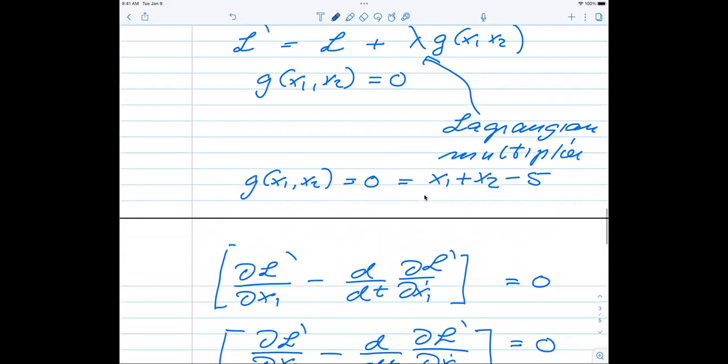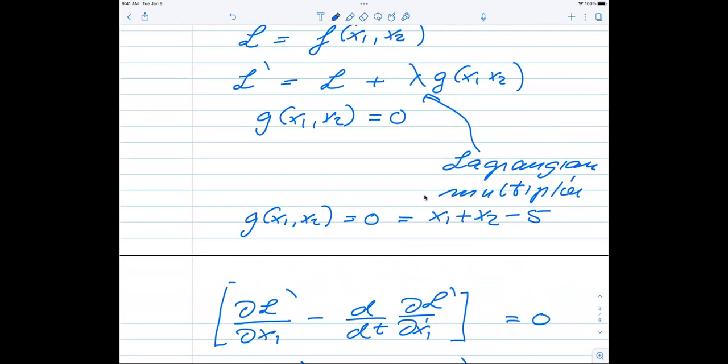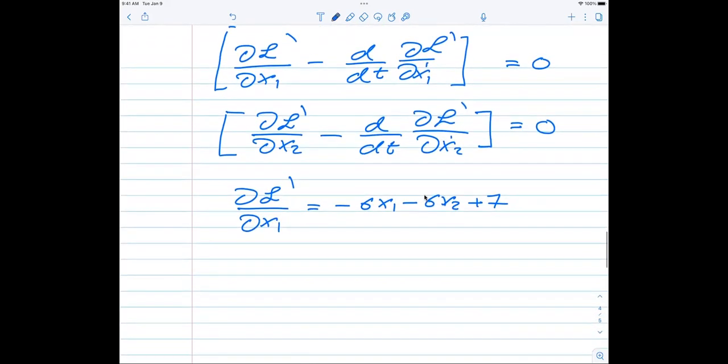And now I have a dependence because I took this function which you see here, this lambda, and this is multiplied with x1 plus x2 minus 5. So when I take the derivative with respect to x1, I get a plus lambda here. And we want that one to be 0. So I can now reshuffle things. You can see I can reshuffle x1 plus x2 and divide by 6. So this is going to be equal to 7 plus lambda divided by 6.